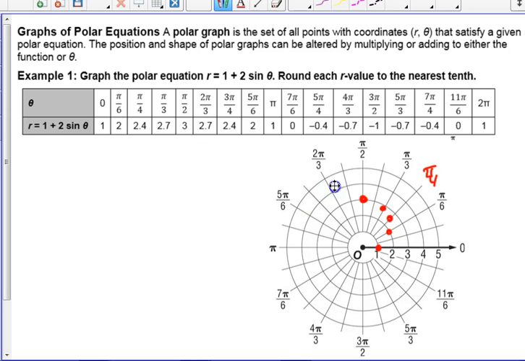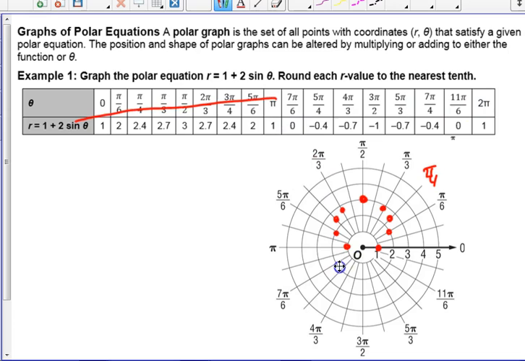But then it starts going back. Over here at 2 pi over 3, it's at 2.7. 3 pi over 4, it's at 2.4. 5 pi over 6, it's at 2. And pi, it's at 1. Basically, we have a circle so far, yes? Kind of looks like a circle. Okay. But the problem is now we're going to do this second half over here.